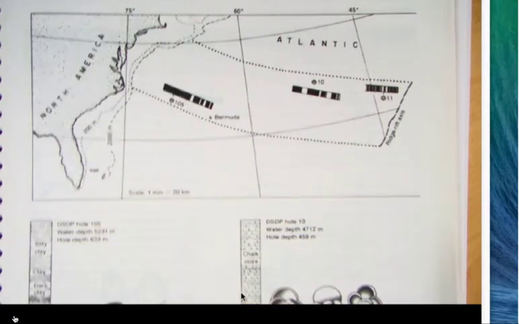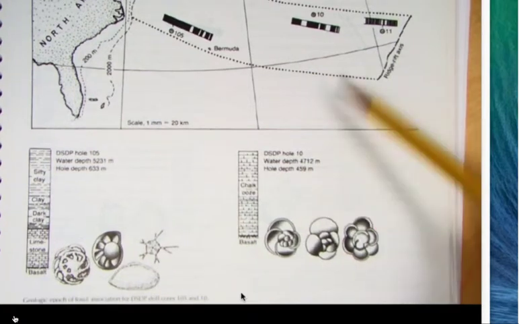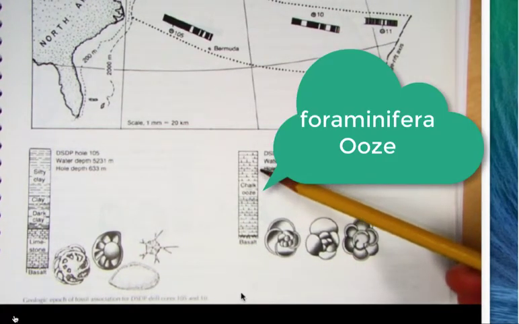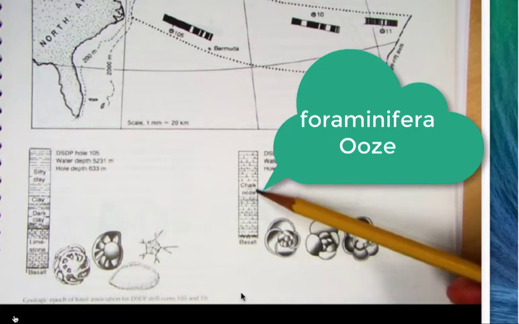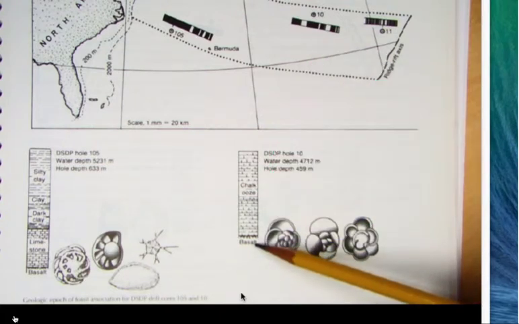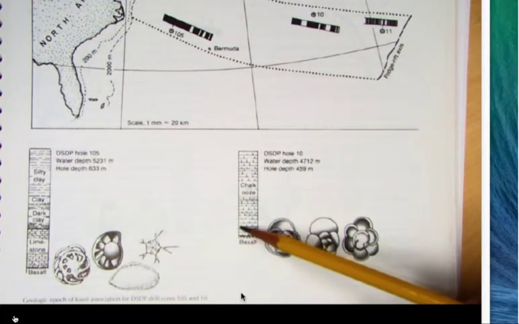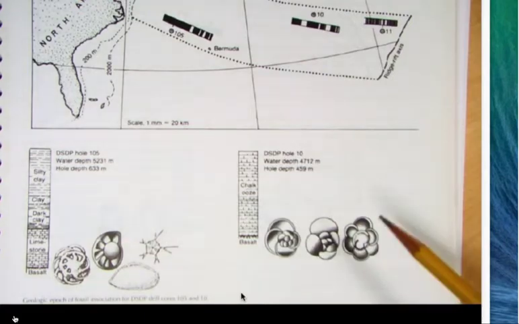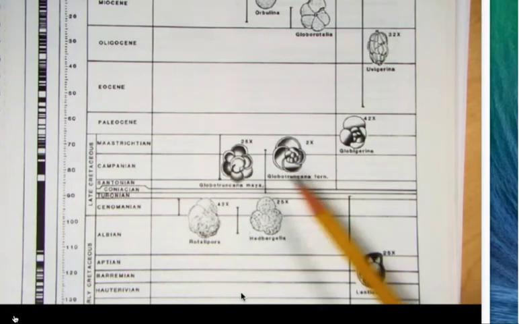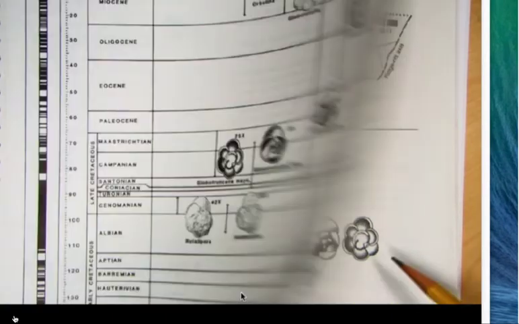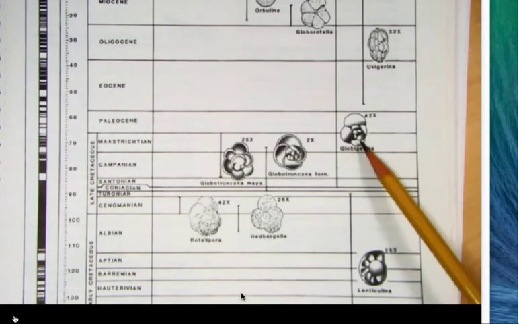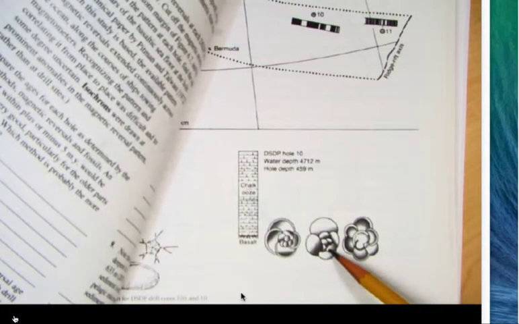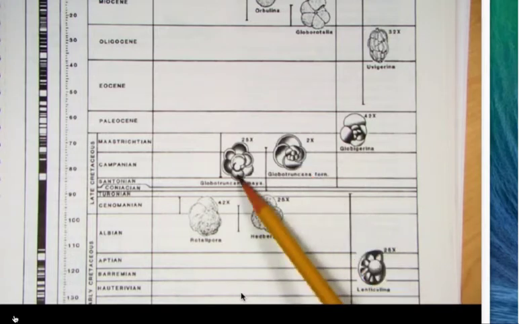And what they found in those cores, for example, here, this is hole 10, that's this hole here, is a lot of chalk ooze, which is foraminifera ooze, or maybe even coccolithophore ooze, and it sits right on top of the seafloor basalt. So they looked at the fossils that occurred right at the base of the limestone, right on top of the basalt, and they found these three fossils, right? We want to figure out the age of this unit. So we look at the age, we see that those three fossils include Globotruncana mayaroensis, Globotruncana fornicata, these two here, and then this one here, Globigerina. So it's these three: Globigerina and the two Globotruncanas, right?